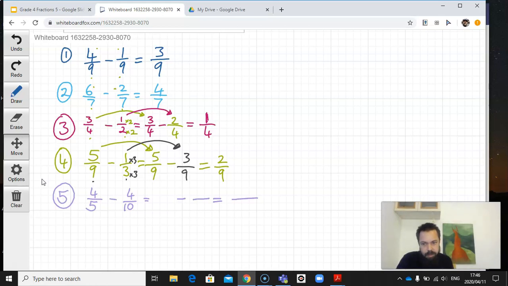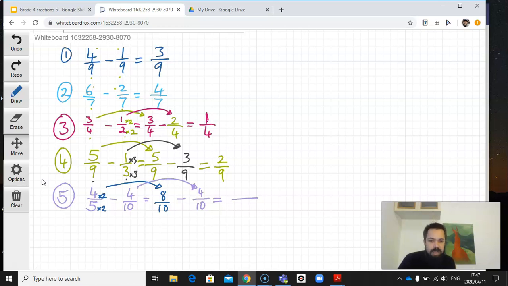Hope you've had enough time to get going with that one or even finish it. I notice I can do something to my 5 to make it into a 10. Times it by 2. And what you do to the bottom, you do to the top. So the first fraction becomes 8, 4 times 2 over 10, 5 times 2, minus, unchanged, it's just copying, staying in the same order.